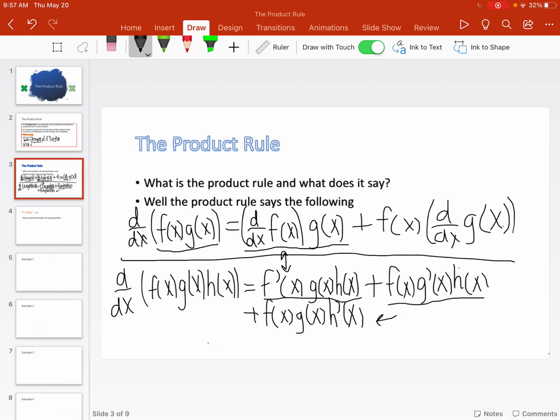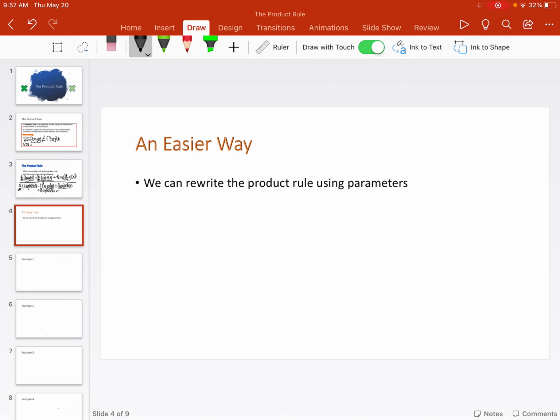And you should not blow it off as just something extra, because you'll be doing a lot more of this and you're going to need it when you get into the quotient rule and when you get into integration and the chain rule. You're going to want to get comfortable with this idea. And that idea is parameterization.